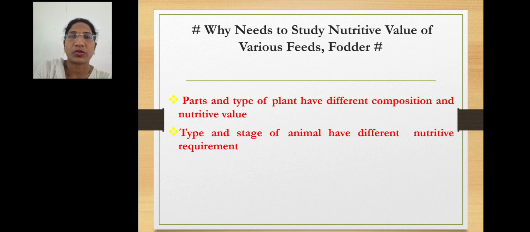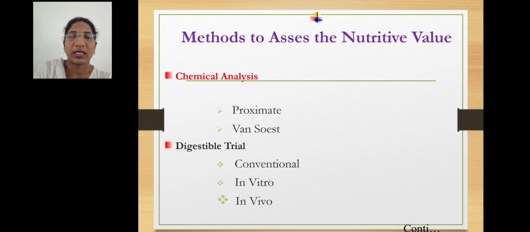Then why do we need to study the nutritive value of various feeds and fodder? There are some points listed here. The parts and types of a plant have different composition and different nutritive value. The type and stage of animal have different nutritive requirements as per their body requirement. Then there are some methods to assess the nutritive value of feeds and fodder.